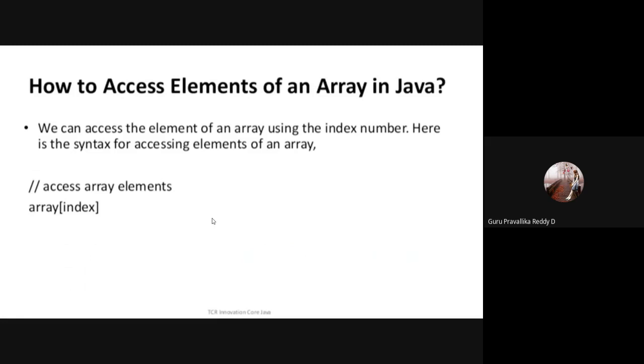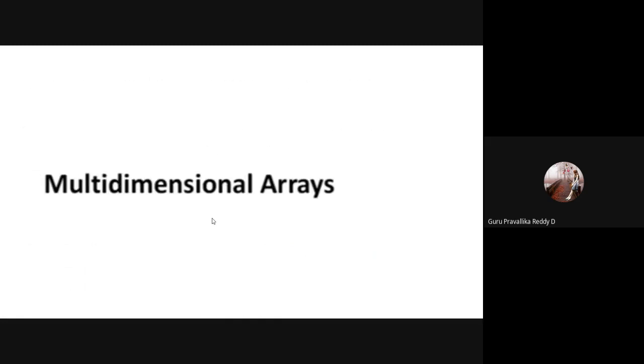How to access elements of an array in Java. We access the elements of an array using the index number. Here is the syntax for accessing elements of an array: array of index. To access array elements, we use array of index. Looping through array elements using the for loop. For each loop, we will see it later in programming.